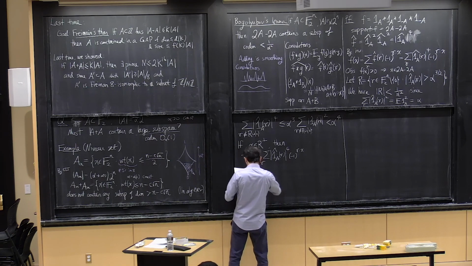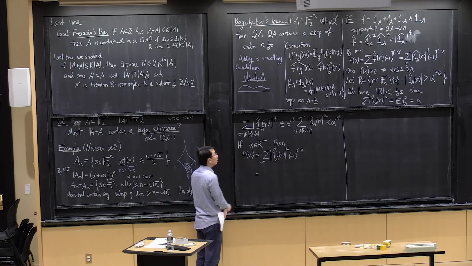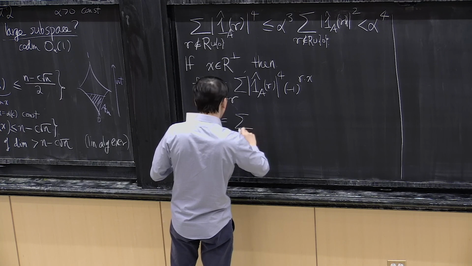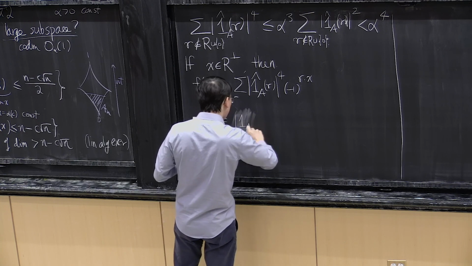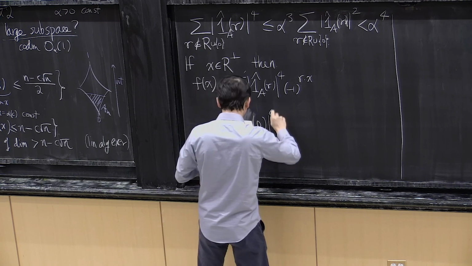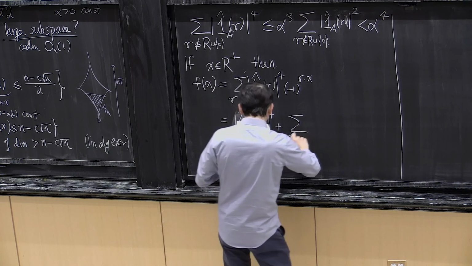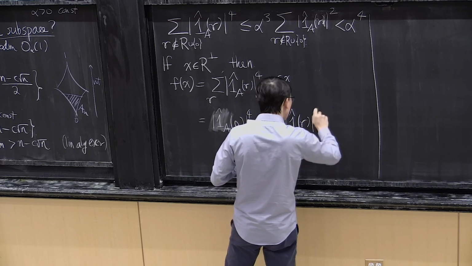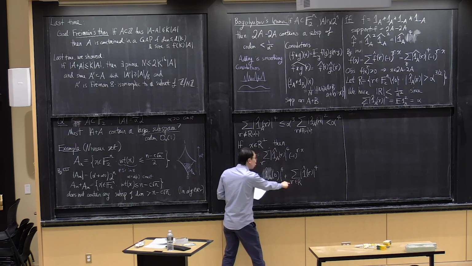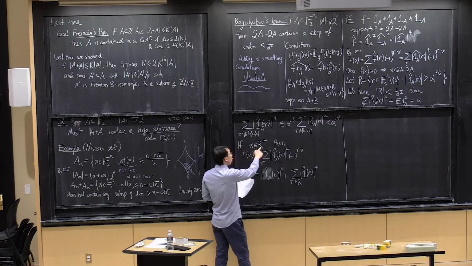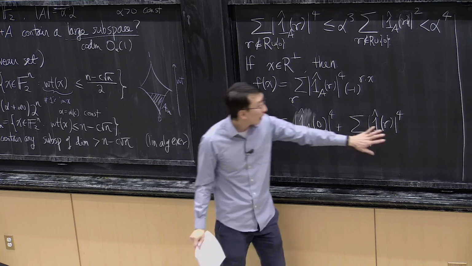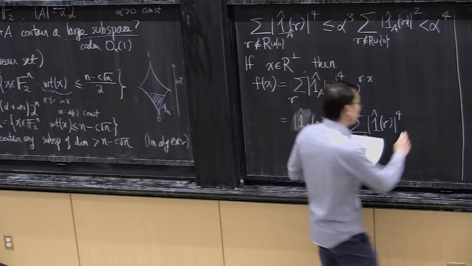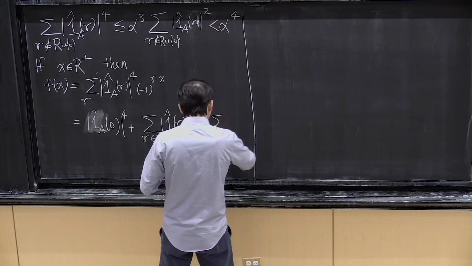And so I can now split the sum as the 0th term, the large terms. Now you see, for the large terms, because we're in the orthogonal complement of R, I can make sure that they all come with a positive sign. And finally, the small terms.